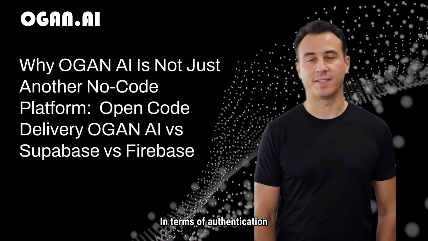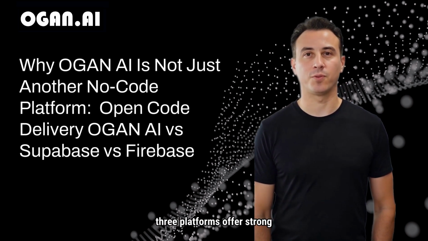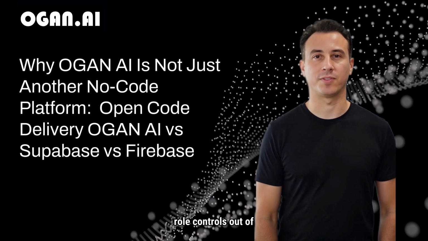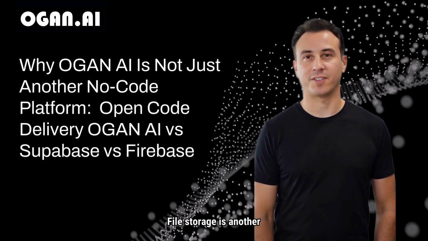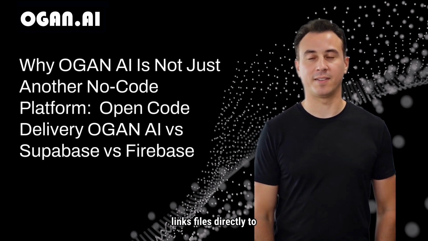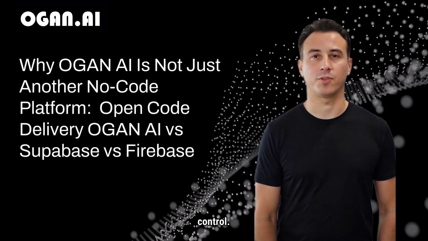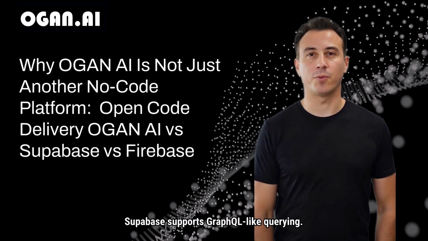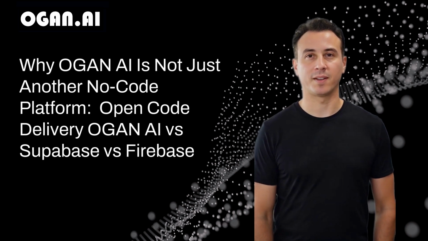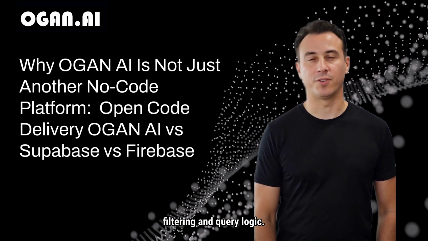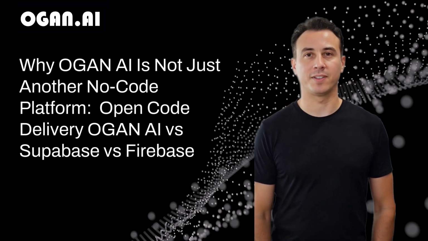In terms of authentication and roles, all three platforms offer strong auth. But OGAN AI adds session awareness and fine-grained role controls out of the box. File storage is another area they all cover, but OGAN AI links files directly to session context and user control. Filtering is important too. Supabase supports GraphQL-like querying. OGAN AI does the same, using URL-based filtering and query logic. Firebase does not support this natively.